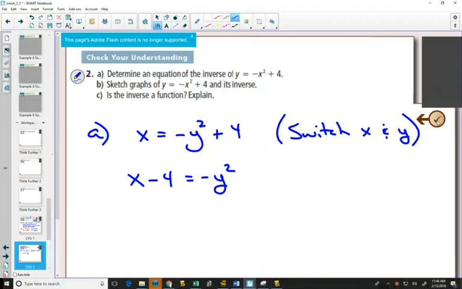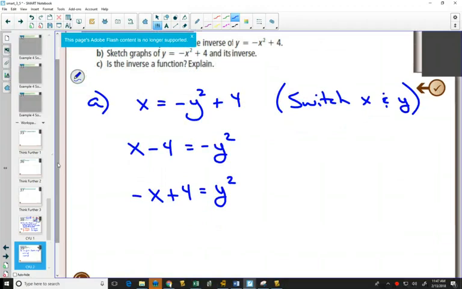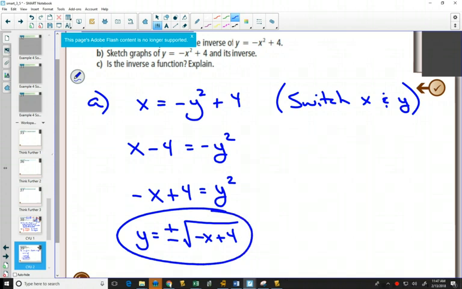How do I get rid of that negative in front? Well, I can either divide by a negative 1 or multiply by a negative 1. Once I do that, if I multiply both sides by a negative 1, now I've got my y squared by itself. To solve for y, I would have to square root both sides. Remember, when you square root both sides, that plus or minus to show it could be positive that value or negative that value. And so this is the equation of the inverse.